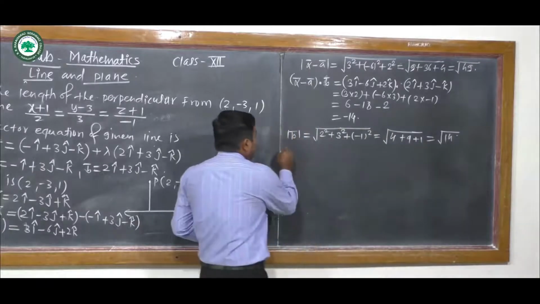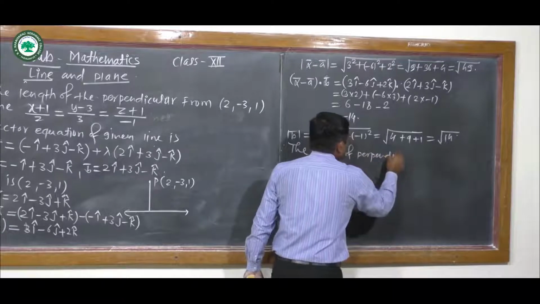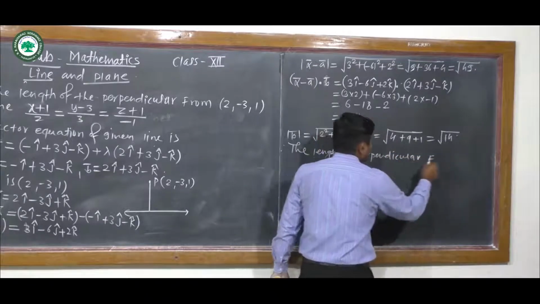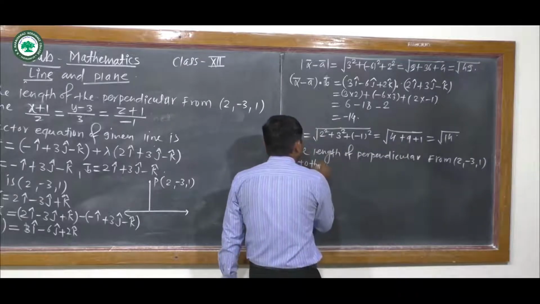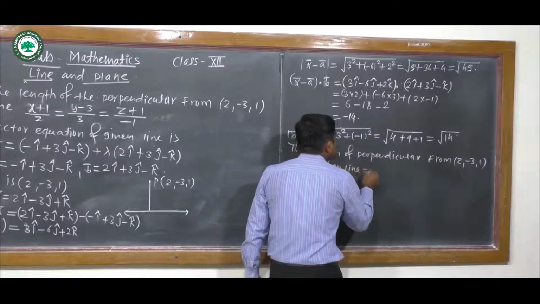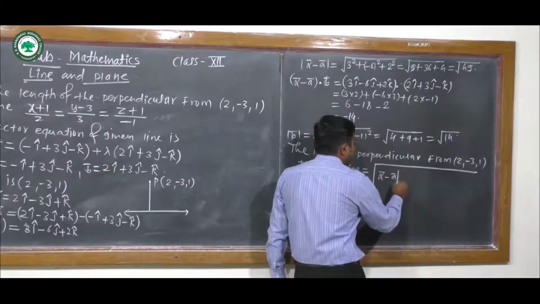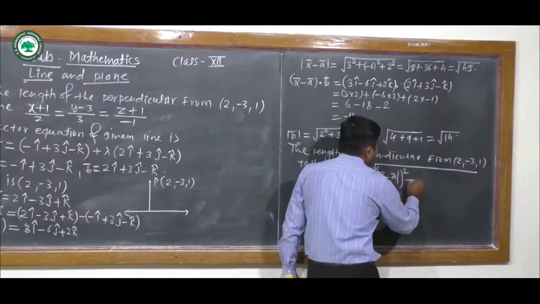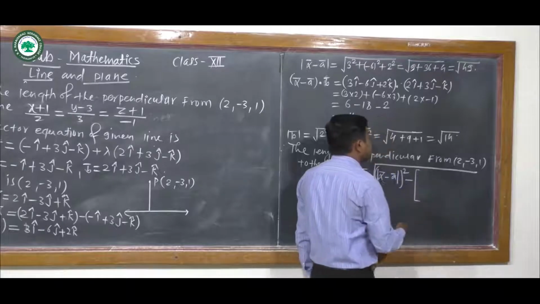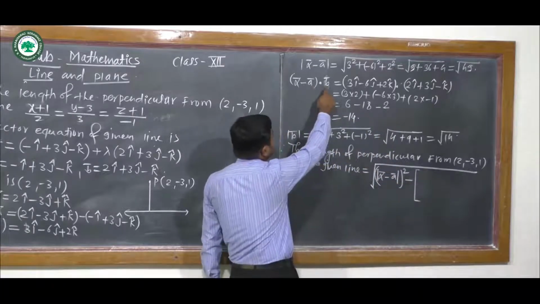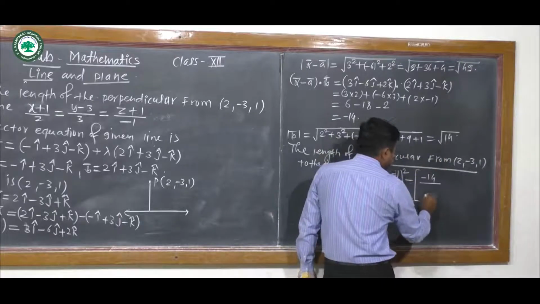Now the length of the perpendicular from 2, minus 3, 1 to the given line is equal to the square root of magnitude of alpha bar minus A bar, whole square, minus, in bracket, alpha bar minus A bar dot B bar, that is minus 14, divided by the magnitude of vector B, that is the square root of 14.